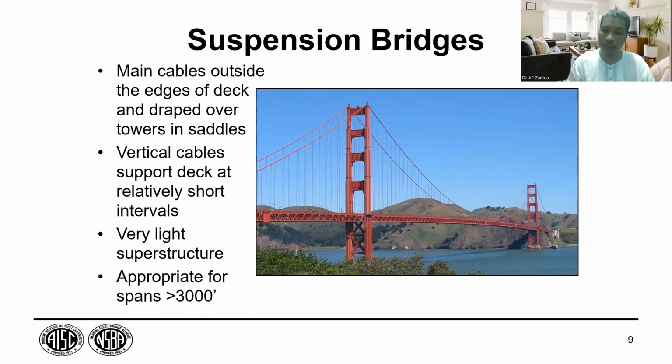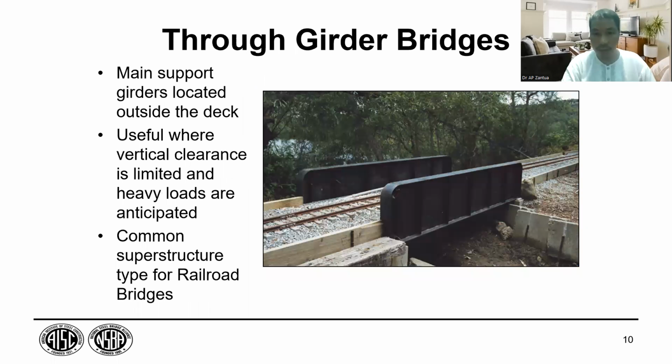Okay, or more than that, this type of bridge is possible through girder bridges. The main support girders are located outside the deck. Through means that it is above the pavement, or in this case, this is not a pavement, this is railway. So rails, above the rails. This is now railroad engineering and using a bridge. So a small bridge, right? There is a small bridge in order for the rail to pass through.